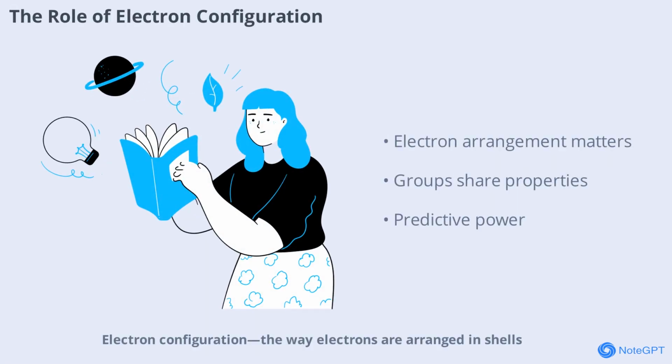Electron configuration, the way electrons are arranged in shells and subshells, plays a central role in periodic trends. Elements with similar configurations are grouped together and their properties reflect these similarities. For example, noble gases all have full outer shells, making them stable and unreactive. This organization is what gives the periodic table its predictive power.